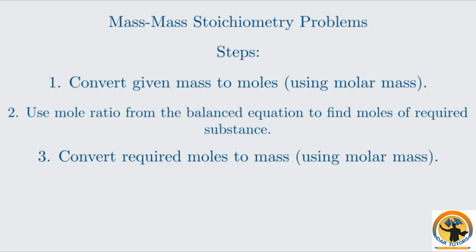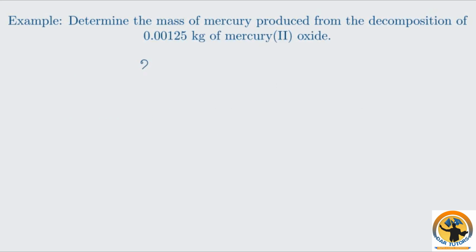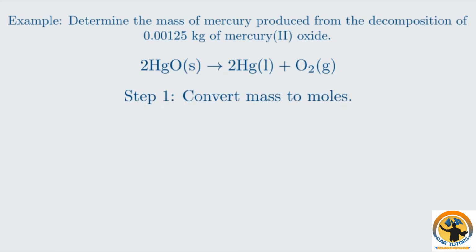Let's work through an example. Let's determine the mass of mercury produced from the decomposition of 0.00125 kilograms of mercury(II) oxide. The balanced equation is 2HgO yields 2Hg plus O2. Step 1. Convert kilograms to grams.